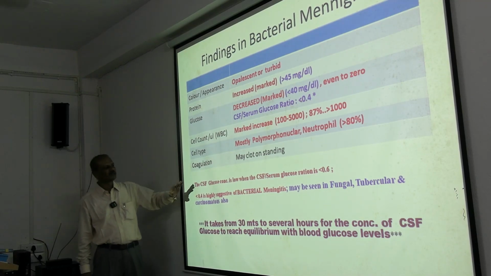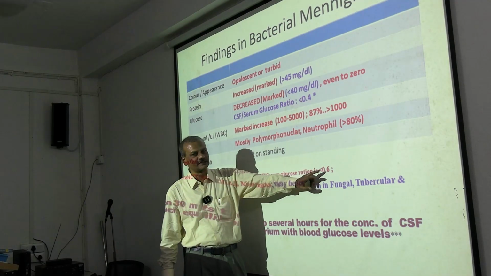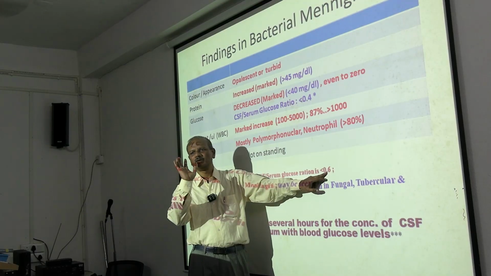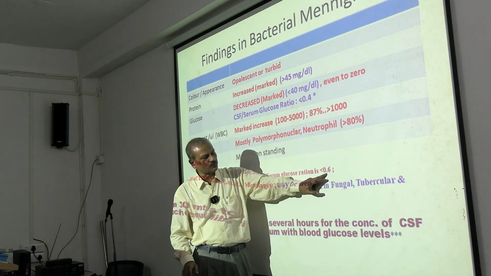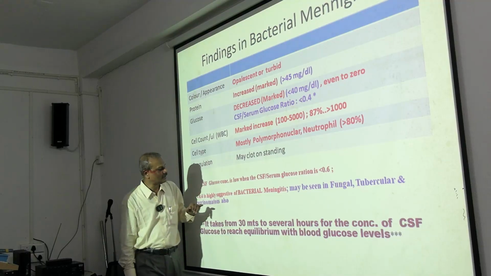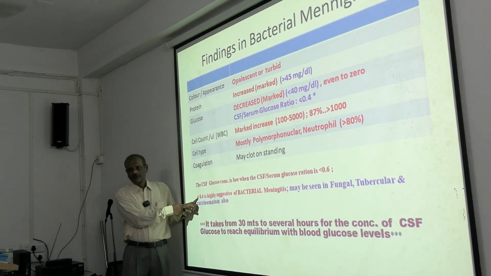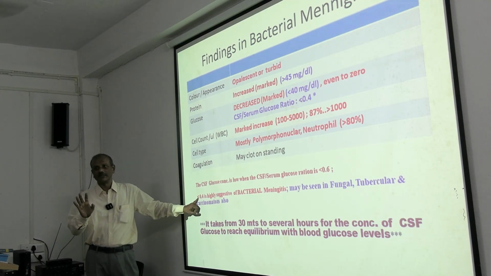Normally the CSF to blood glucose ratio is usually said to be less than 0.6, meaning if the blood glucose level is 100, the CSF glucose level may be 60 or less. That is why it is 0.6. Now in bacterial meningitis, if the ratio is less than 0.4, that is almost diagnostic of bacterial meningitis in the early phase when the sample is slightly turbid.